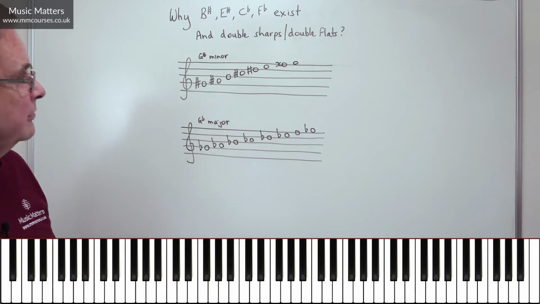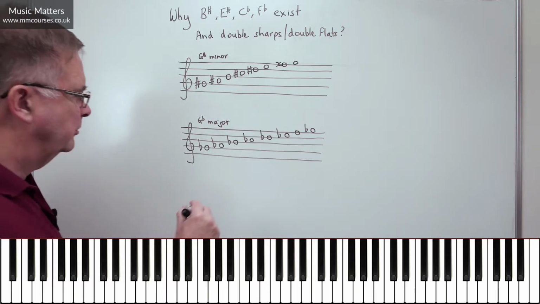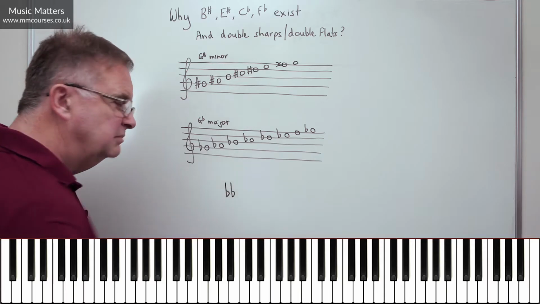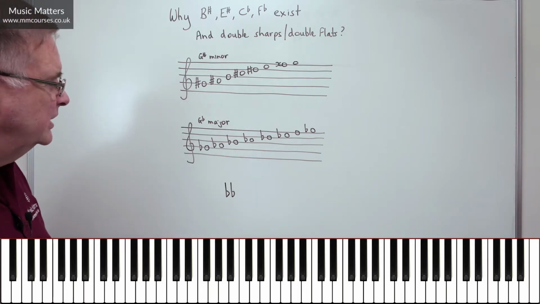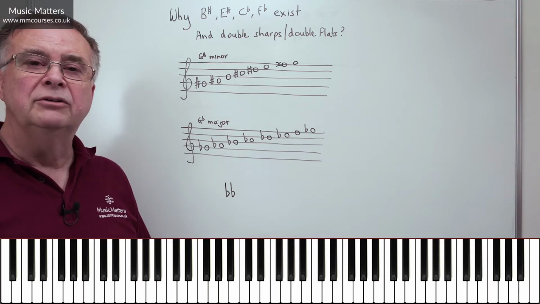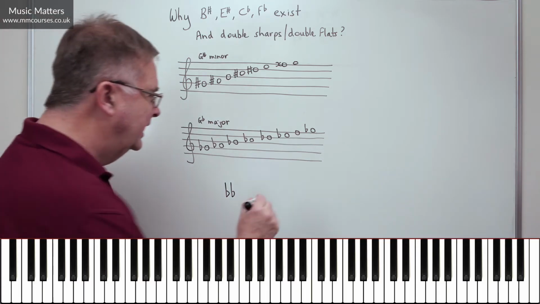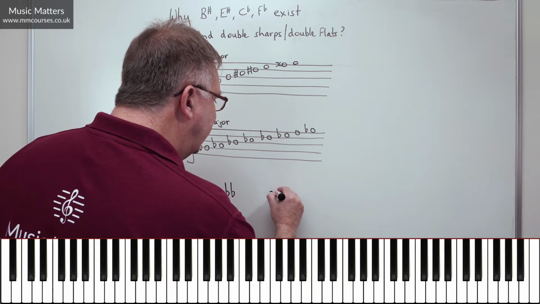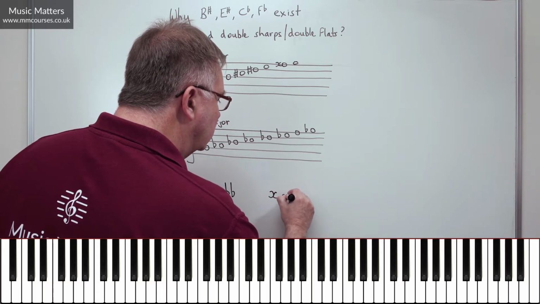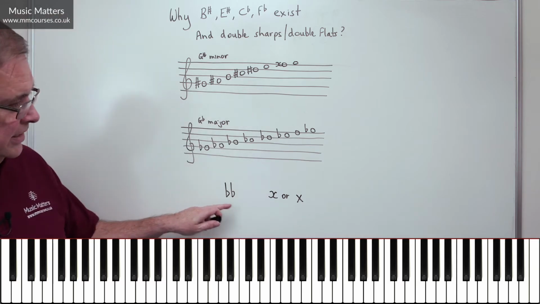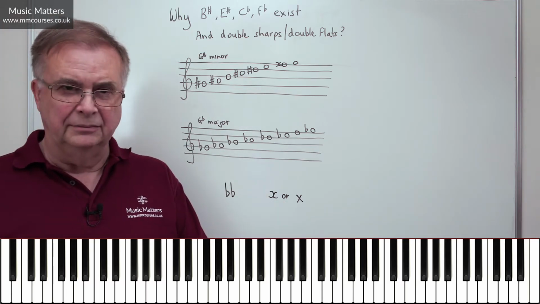And just to add to the fun, the sign for a double flat is two flats, so that seems kind of logical, doesn't it? So you would imagine that the sign for a double sharp would be two sharps. Sadly, it isn't. The double sharp sign is an X. So, double flat sign and double sharp sign.